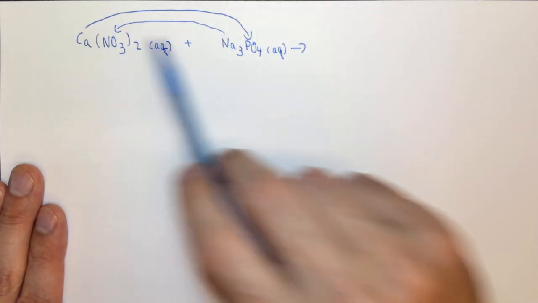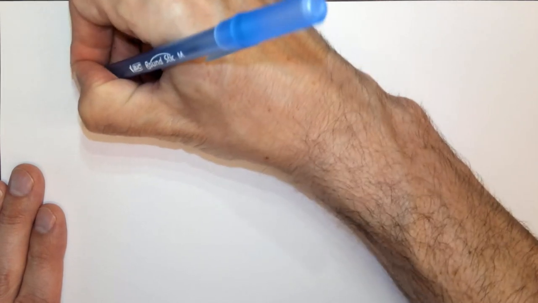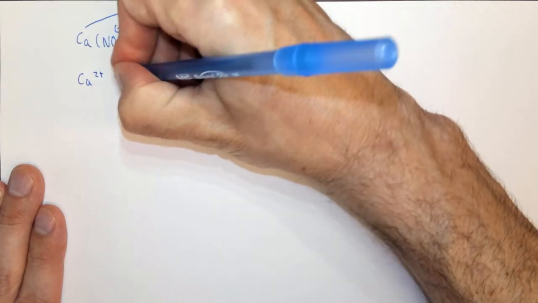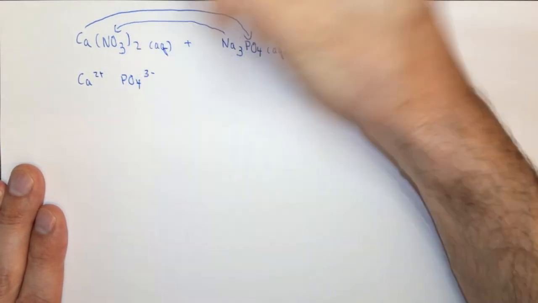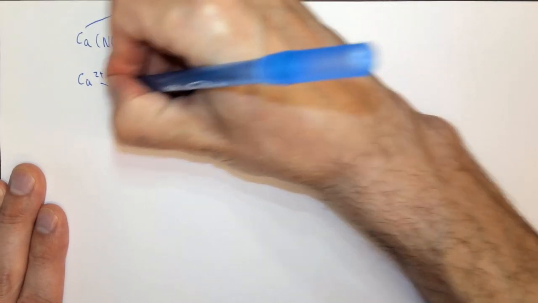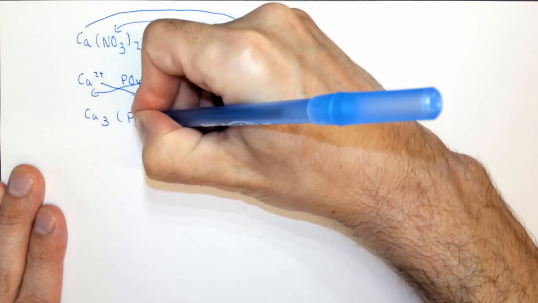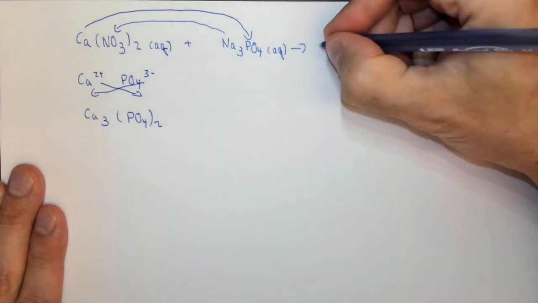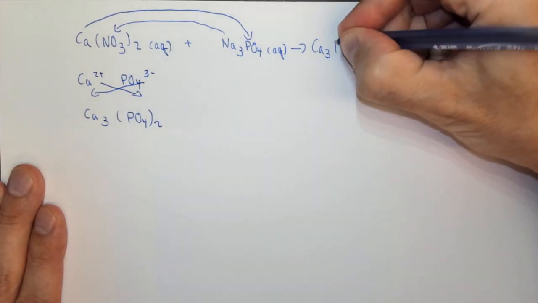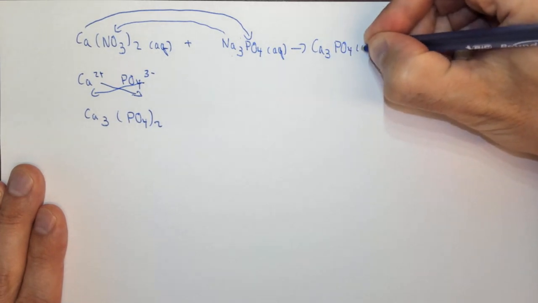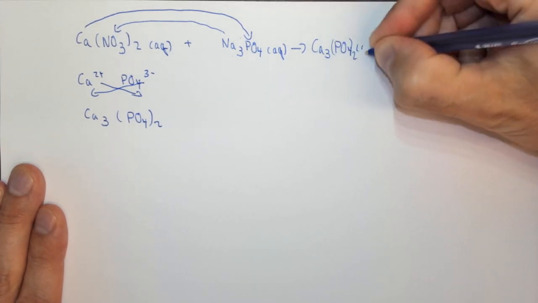So what's going to form? Well, in ionic compounds, it's calcium 2 plus and PO4 3 minus. Cross the charges, and you end up with Ca3(PO4)2, which is a solid.